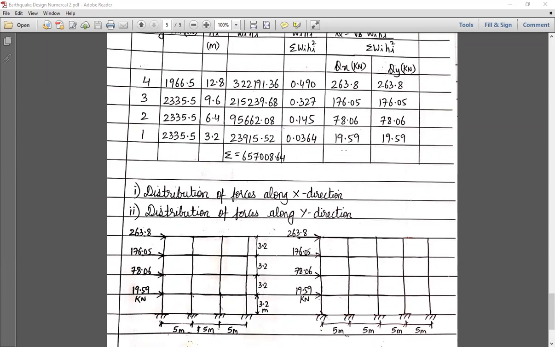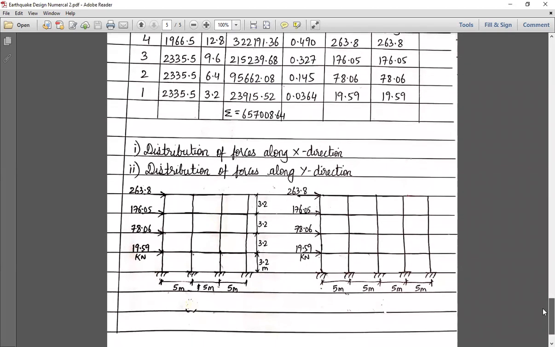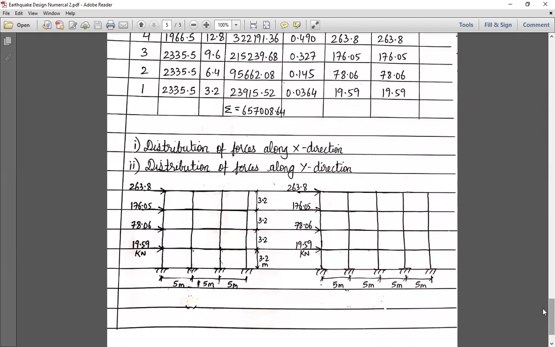On the first floor, it is 19.59. On the second floor, here you can see 78. Third floor, 176. And on the roof, it is 263.8. So this is the final step of the numerical. ठीक है. You can also draw the base shear for this, like I have shown you in the previous numerical.